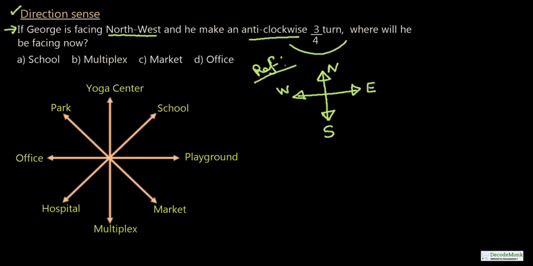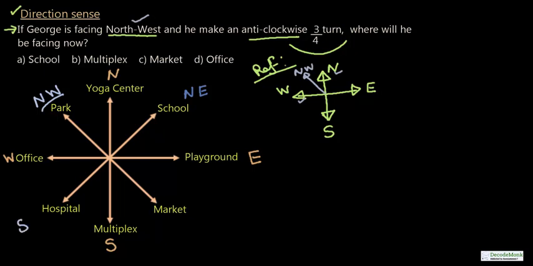Coming to our question, it says George is facing northwest. So which direction is northwest? See over here, it will lie in between north and west. In our figure, we see that this is the north, multiplex is in the south, playground is in the eastern direction, and office is in the west direction. School is in northeast direction, park is in northwest direction. Why? Because it's between north and west.